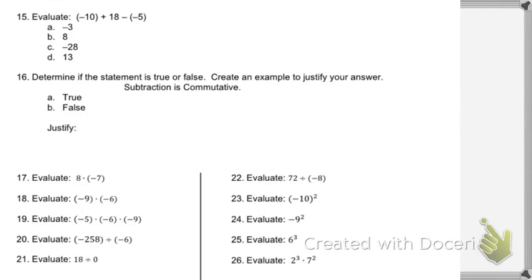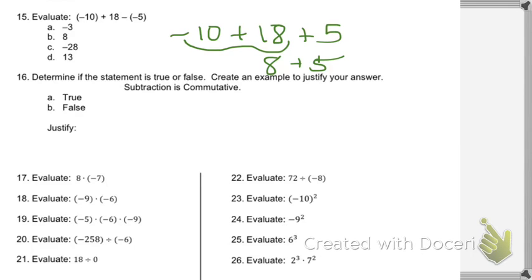15, I have to do three numbers. I've got negative 10 plus 18 plus 5, that double negative. So I usually do whatever math is easiest. I'm going to add these first two. That's an 8 plus 5. That's 13.